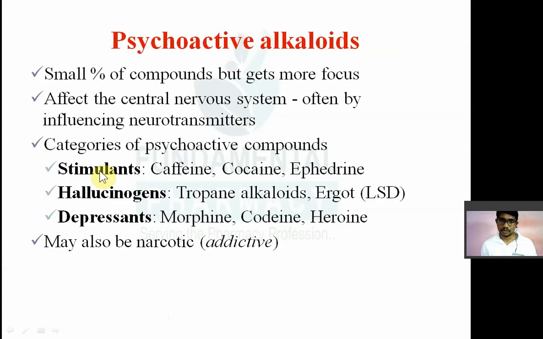These alkaloids may be anticholinergic, muscle relaxant, tranquilizer, painkiller, or psychotherapeutic agents, and they are also used in chemotherapy. A few alkaloids are psychoactive. They may be stimulants, like caffeine, cocaine, ephedrine; or hallucinogens, like tropane alkaloids and ergot alkaloids such as lysergic acid derivatives; or depressants, like morphine, codeine, heroin. These alkaloids may also be narcotic. Narcotic means drugs having addictive property, particularly the morphine alkaloids.